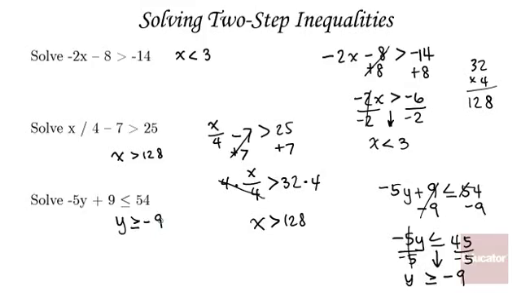So all of the steps in solving two-step inequalities are very similar to solving two-step equations. The only difference is that when you multiply or divide by a negative value, you must reverse the inequality symbol.